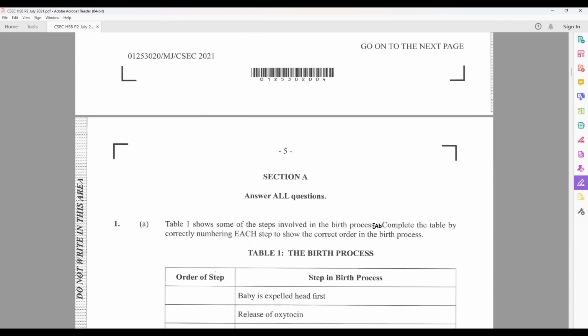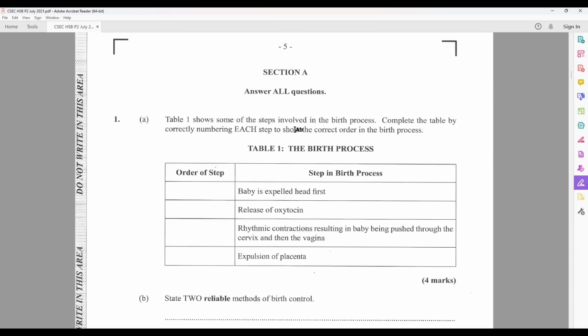So we go on to begin the question, section A. Question 1, and just seeing the title of this table, this lets us know that the topic is reproduction, and reproduction is found in section B, life processes. So let's read. This is question 1, part A. Table 1 shows some of the steps involved in the birth process. Complete the table by correctly numbering each step to show the correct order in the birth process.